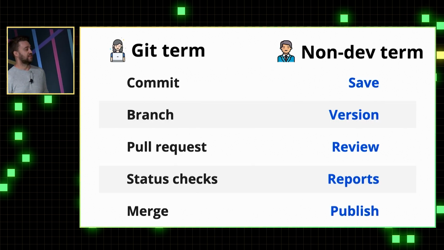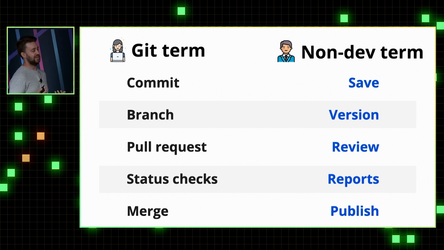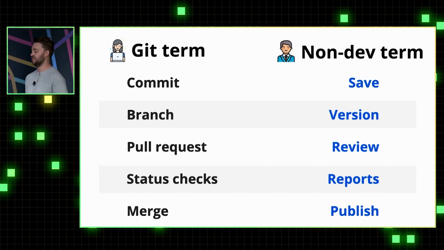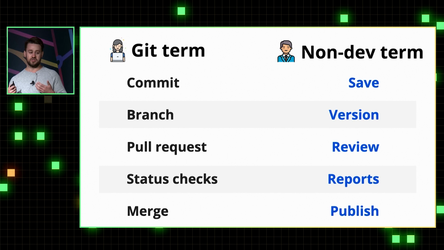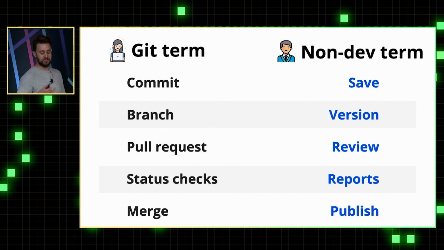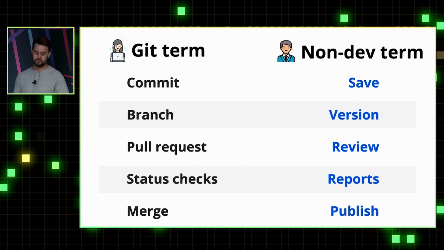And so with a Git-based CMS, if you tell a non-technical person, okay, you need to branch to create a new copy of your site, you're instantly probably going to lose them. Branching sounds really scary, whereas making a new version of a website, not so scary. So if we change some of this terminology for non-technical users, then we can get more in line with the type of workflows and terms that they're used to. So Git becomes: save, branch becomes version, pull request becomes review, status checks become reports, and merge becomes publish.